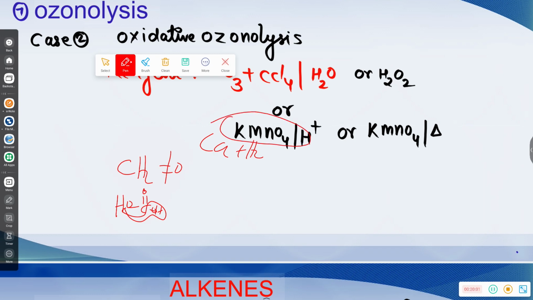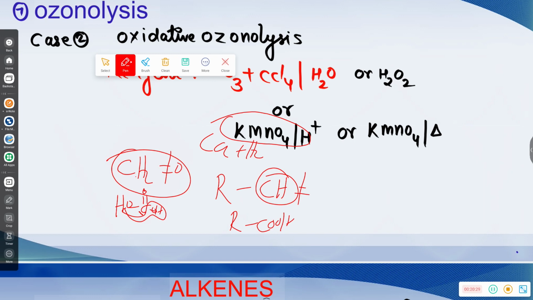From the oxidizing agent. Because in reductive ozonolysis formaldehyde is forming, formaldehyde only will be there, not converting into CO2 and H2O. But here formaldehyde forming will again convert to CO2 and H2O because of strong oxidation. And another thing: if this fragment is there, what will it become? Acid. CHO converted to acid. And if this fragment is there, a ketone will form. Three types of fragments in oxidative ozonolysis.